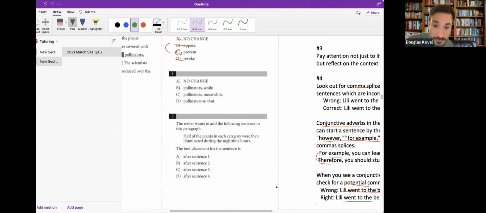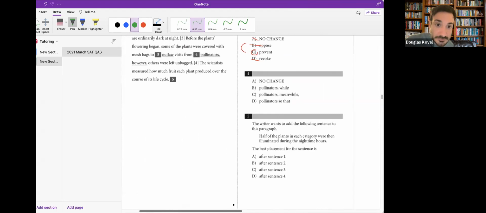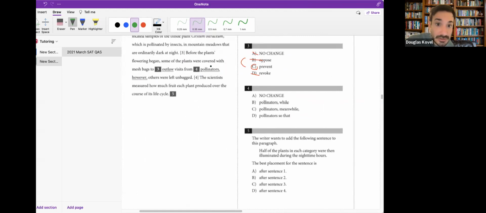So if we look at number 4, we see we have the conjunctive adverb, however, in the middle of a sentence, followed by a comma. So we want to check for a possible run-on. If we read everything right before the comma, we have, "Before the plant's flowering began, some of the plants were covered with mesh bags to prevent visits from pollinators." That is a full sentence. I could put a period there, and that would make sense. "However, others were left unbagged." You see, that could also be a full sentence.